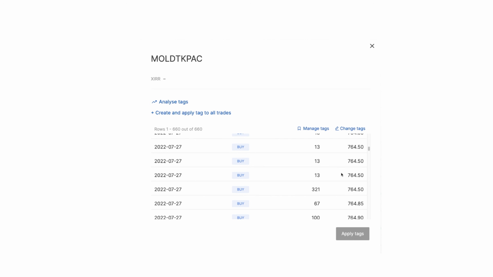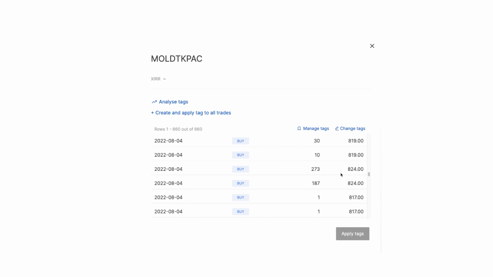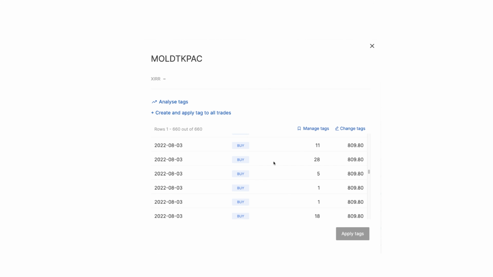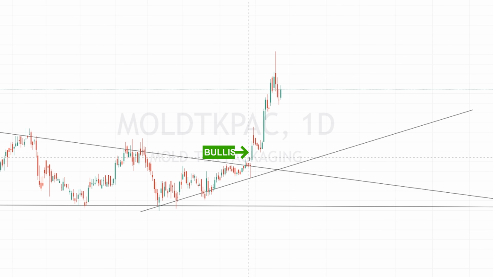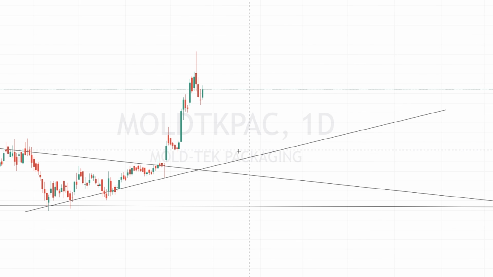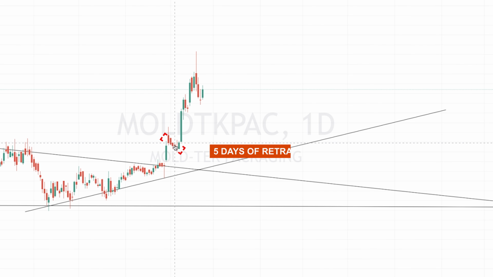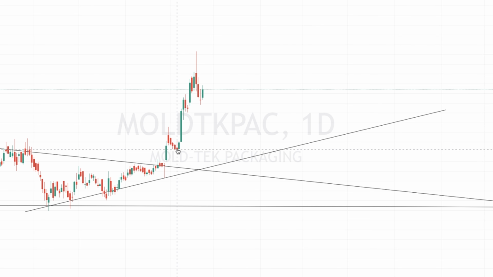And then after 1 week or so, I bought it again, when there was a nice consolidation. Okay, this was a huge bullish candle, and then 5 days of retracement. So on the 4th I started buying a lot of stocks.